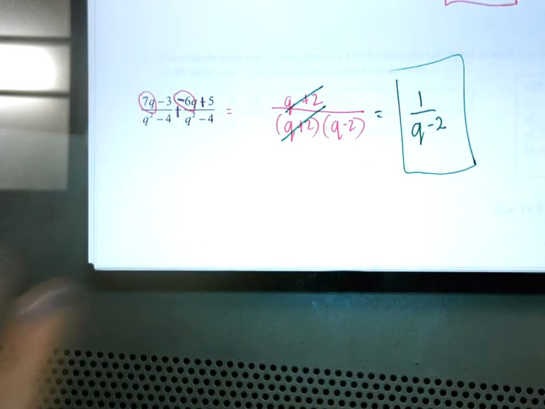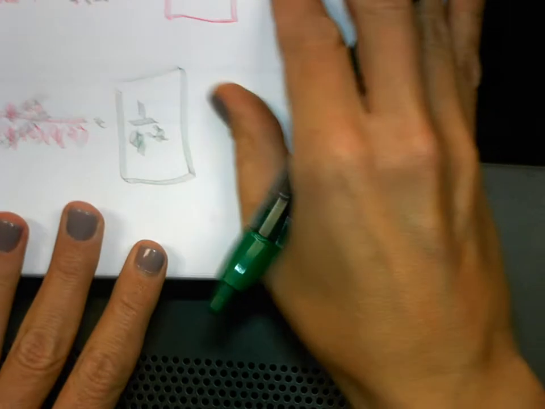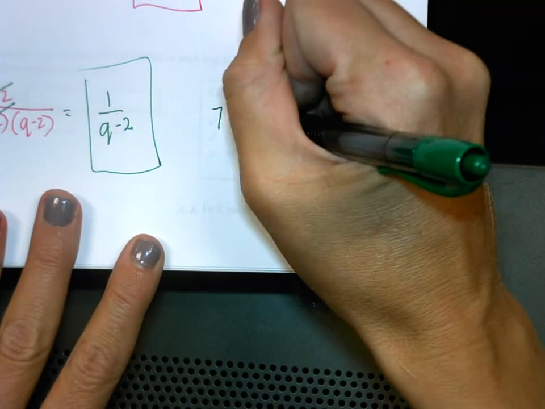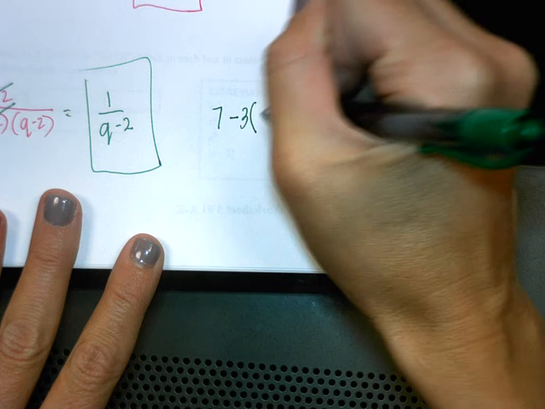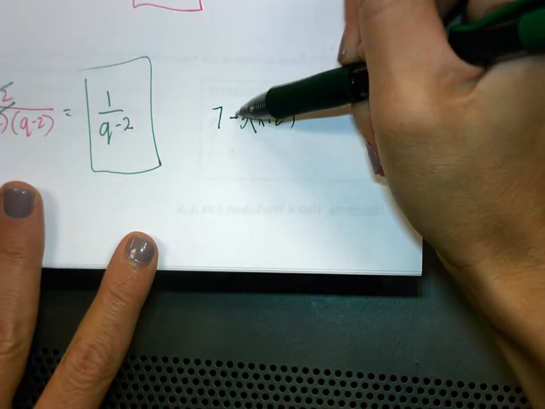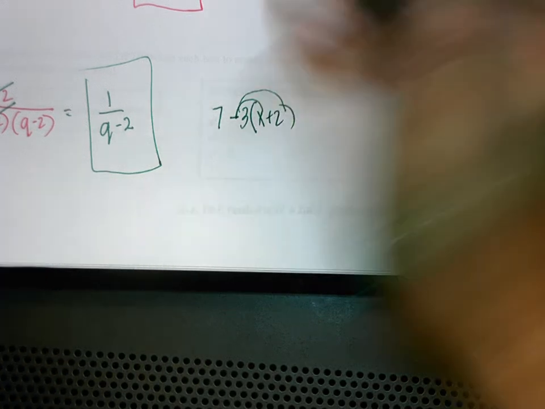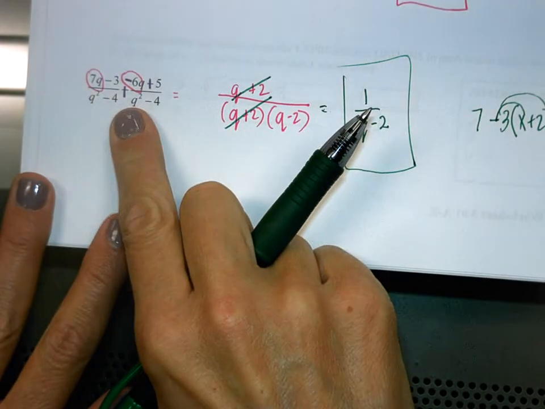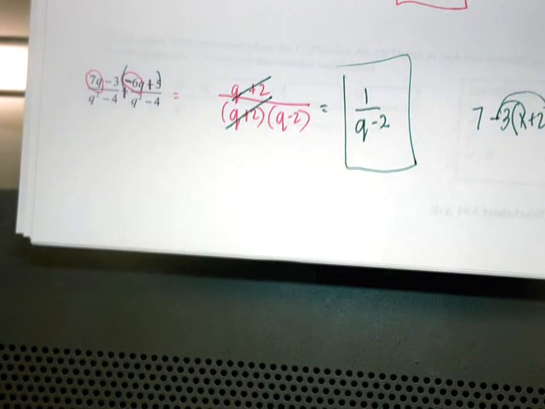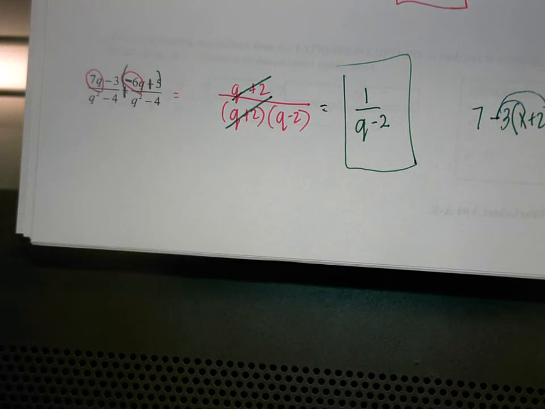It's almost like when you have a problem, let's say, 7 minus 3 parenthesis x plus 2. That minus 3 would go through this whole parenthesis, and so that's what's happening here. This minus needs to go to the whole top or the whole bottom, and we're choosing to take it to the top because on the bottom, we want to keep those as denominators.